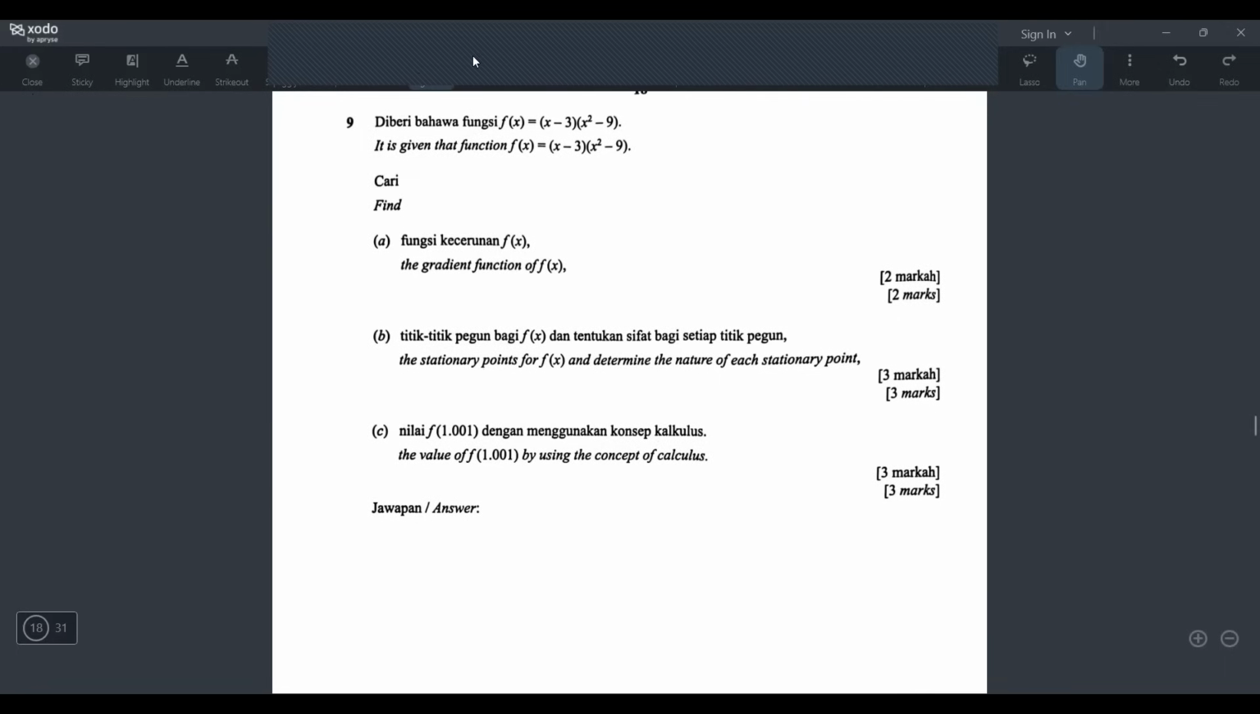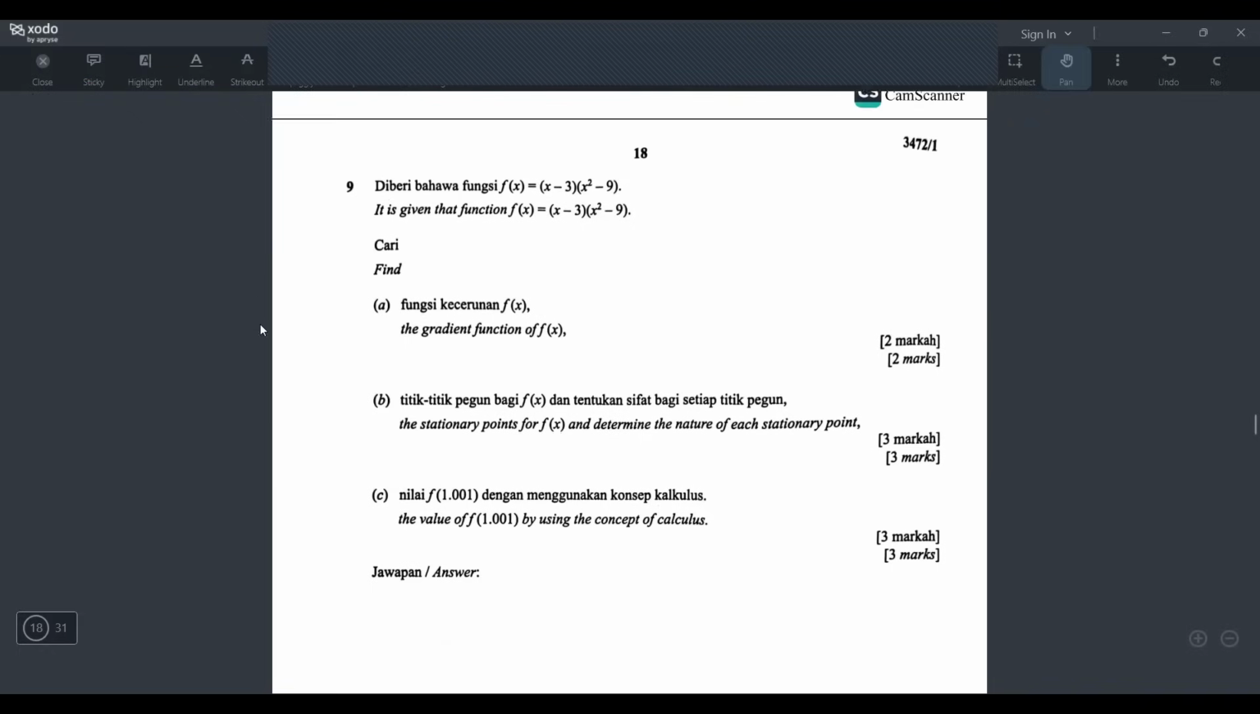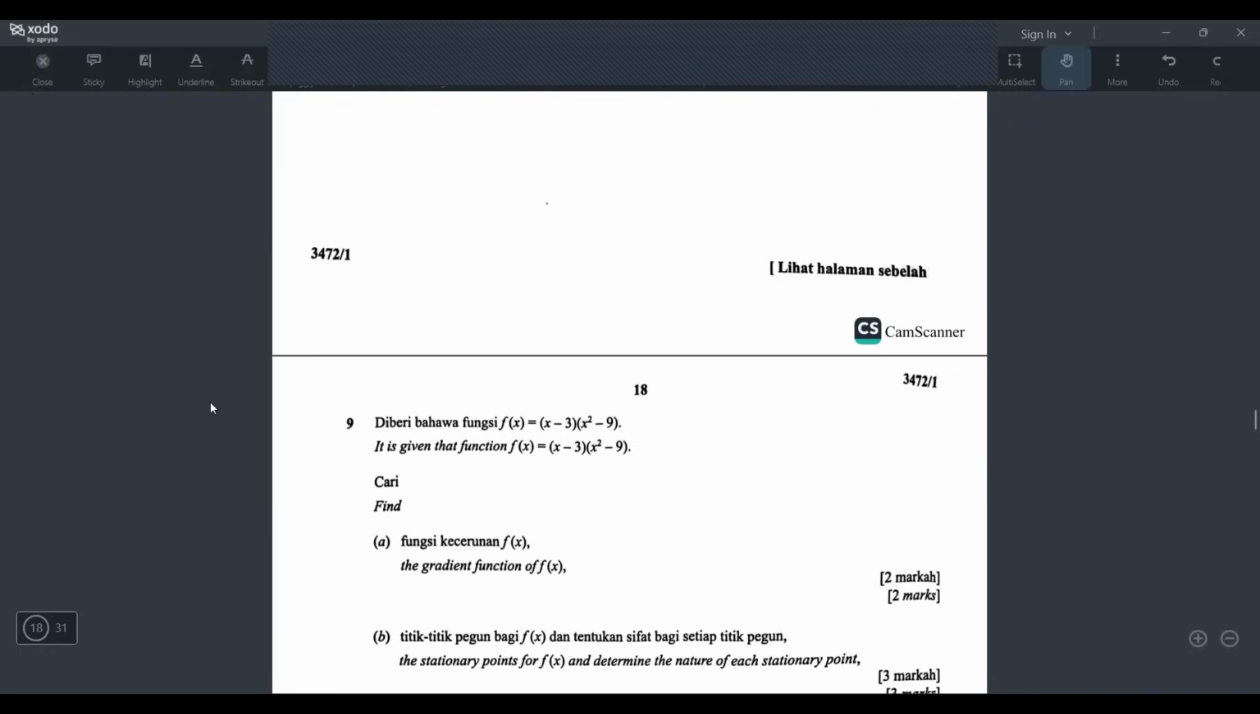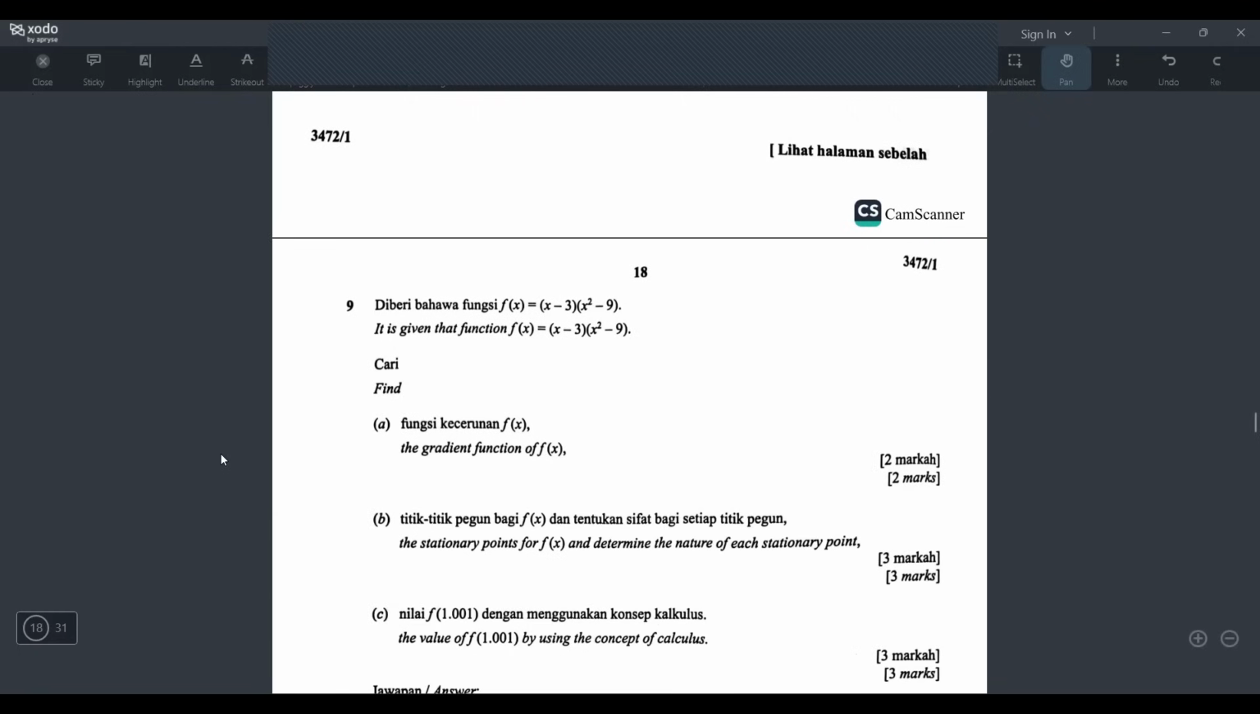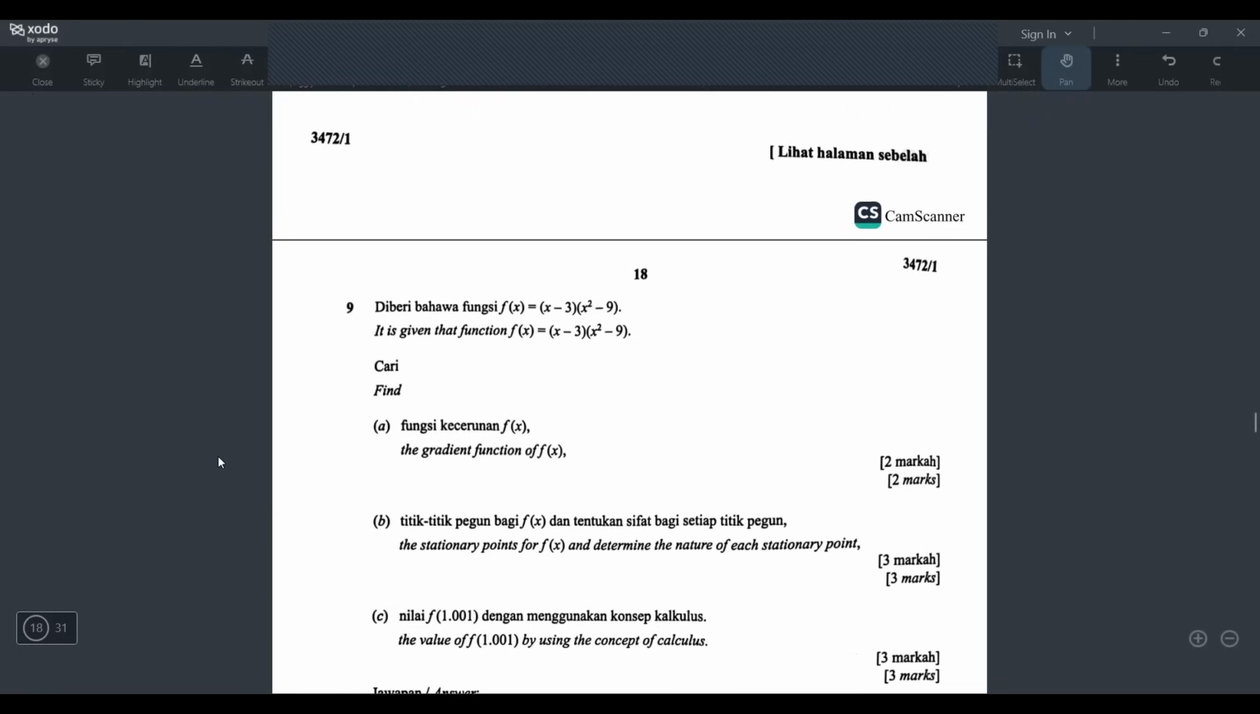Okay, number 39. It is given that function f(x) equals to this. And then question A, find the gradient function of f(x). Okay, if I am you, I will straight away expand this, because this is a differentiation question, right? They say gradient function means dy/dx, right? But if you want to find dy/dx, if possible, you have to expand first. So the first thing first is we have to expand first.